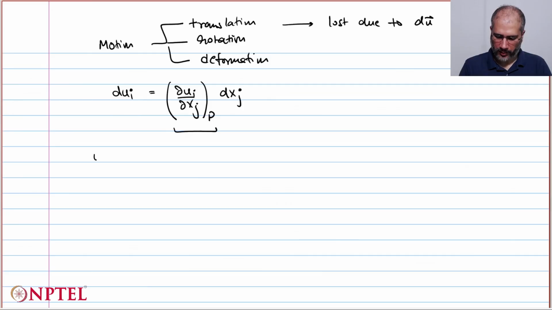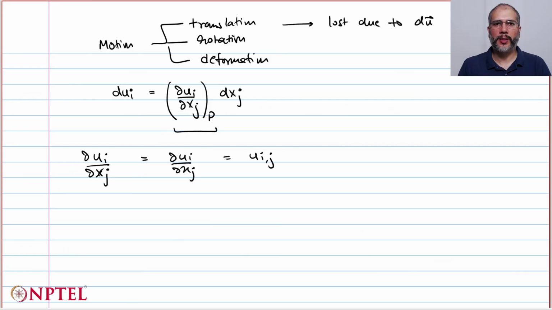So this quantity, which is del ui by del capital Xj, by the way, in the infinitesimal deformation theory, we discussed that this can be written as del ui by del small xj. So I can call this as ui comma j. So we are working in the infinitesimal deformation for this discussion today.